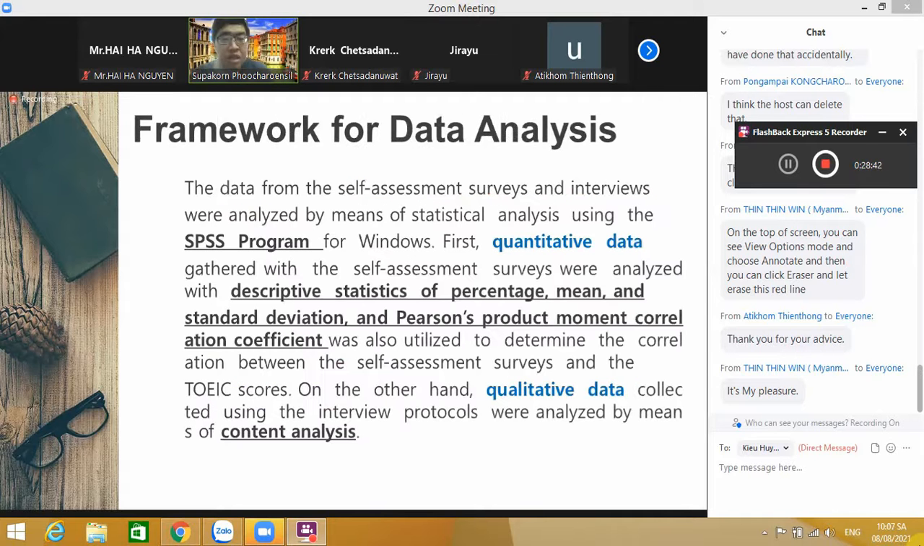And then you can also mention the statistics that you use in your study. How did you analyze the quantitative data? What did you do with the qualitative data? So in this case, she used SPSS, with correlation coefficients, and she used content analysis to analyze her interview data.